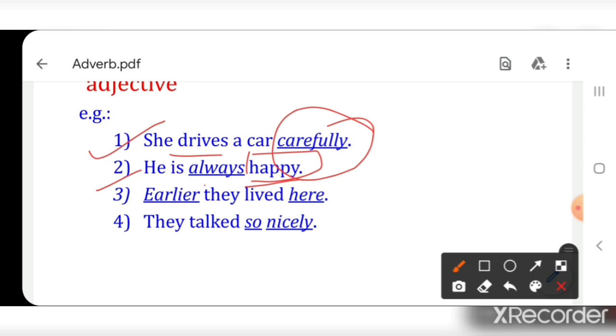In the third example, earlier they lived here. So the action of living, when did it take place and where did it take place? It is giving more information about an action. And in the fourth example, they talked so nicely. Now, the word nicely is itself an adverb. And so, the word so is describing that word nicely. So, it is an adverb.